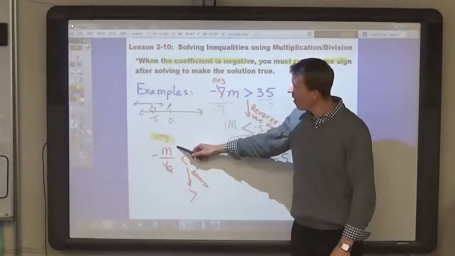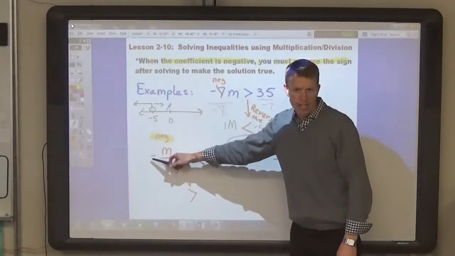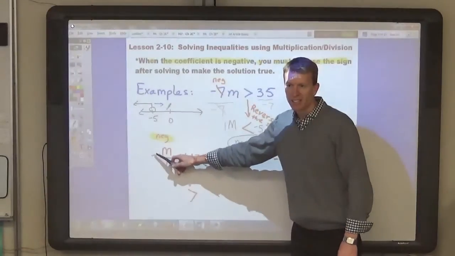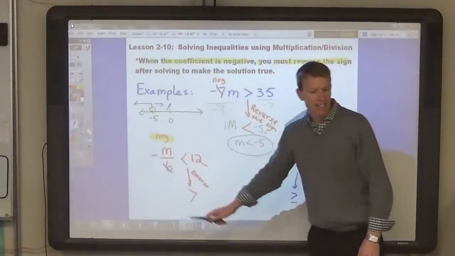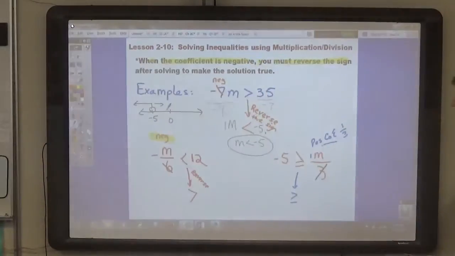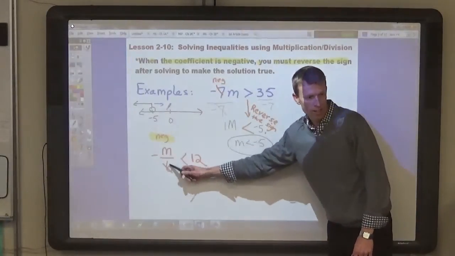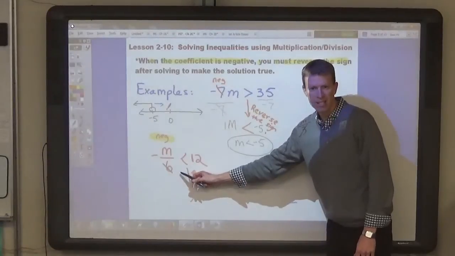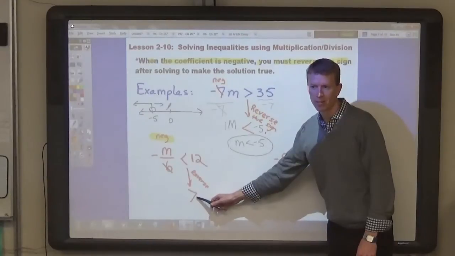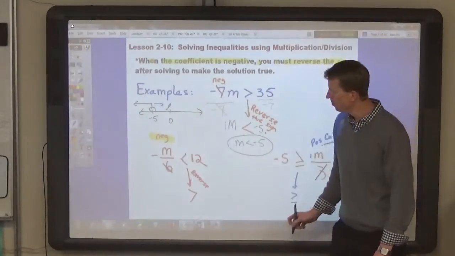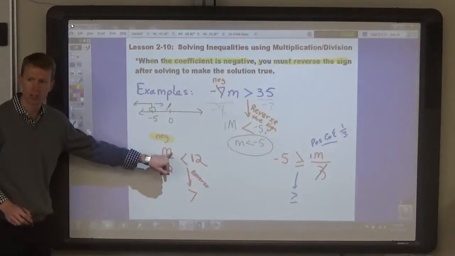Look at this example, m over 6. But there's a negative sign here. If there's a negative sign, is this coefficient negative? Yes. When we look at the side that's next to the variable and there's a negative sign, we know at the end you're going to have to reverse the sign. Because the number you're starting with on the side with the variable is negative. So at the end we're going to have to reverse the sign. Okay? Now, let's solve this. What is the coefficient here that we have to multiply by?